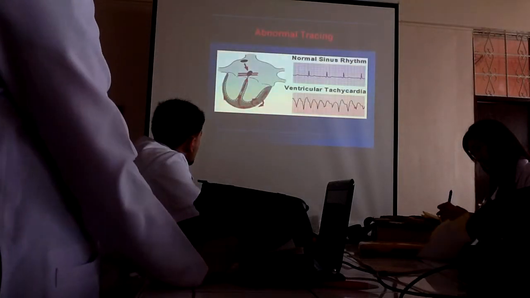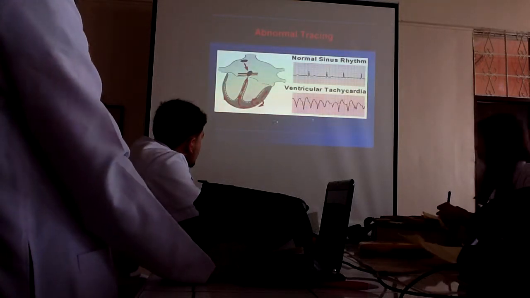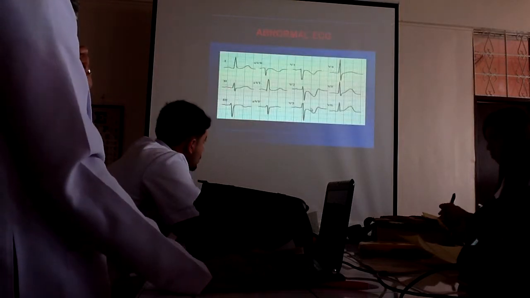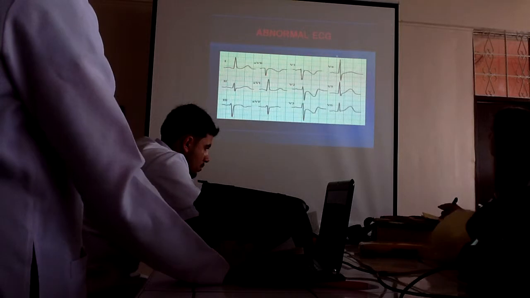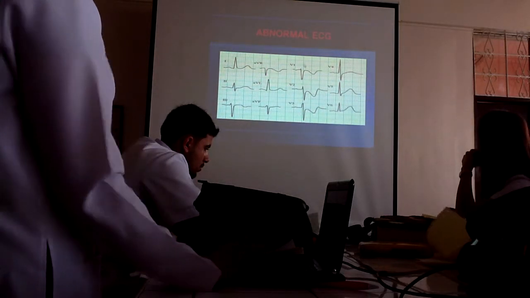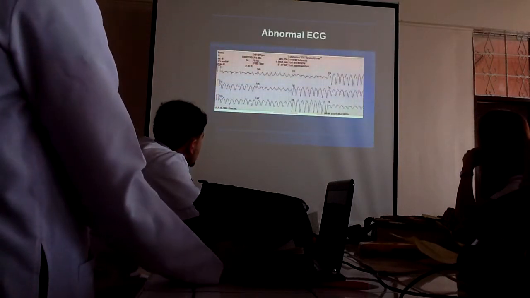So this is a normal rhythm. This one is a VTAC or ventricular tachycardia. This one is a very bad tracing. This is another abnormal ECG. We see this in myocardial ischemia or myocardial infarction undergoing evolution. Nice to know. Now this one is an example again of VTAC.